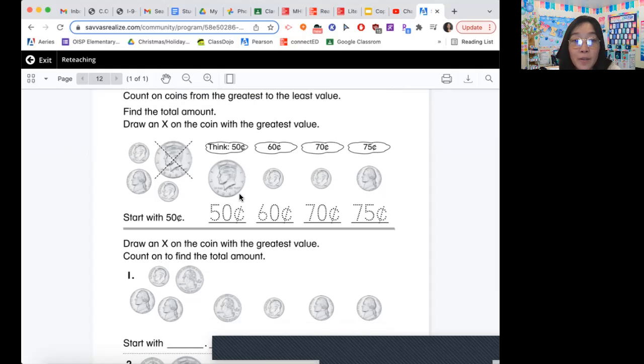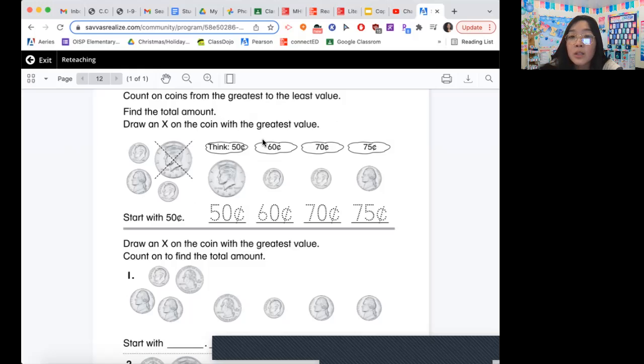You're going to start with 50 cents, and then you're going to count on. So here we have the $50, then we put from the greatest to the least, the dime, and then a nickel. So you're going to think 50 cents. Now, adding a dime would be 10 cents. So you would go to 60 cents. Another dime would be 10 cents. So 70 cents. A nickel would be 5 cents. So 75.